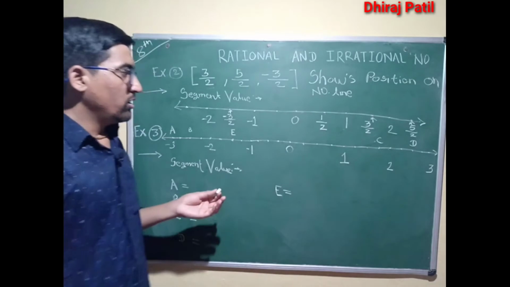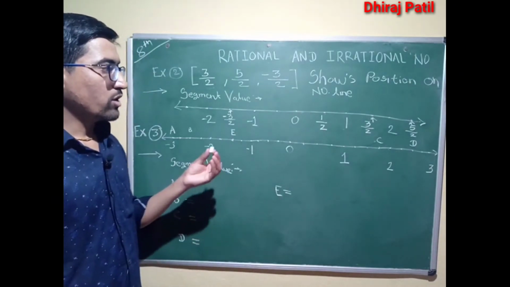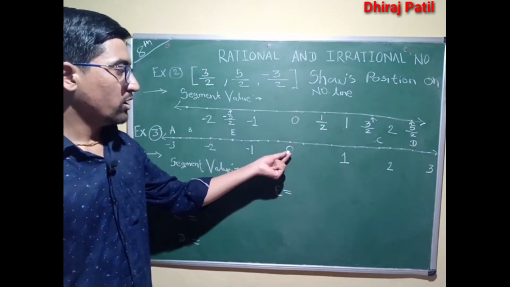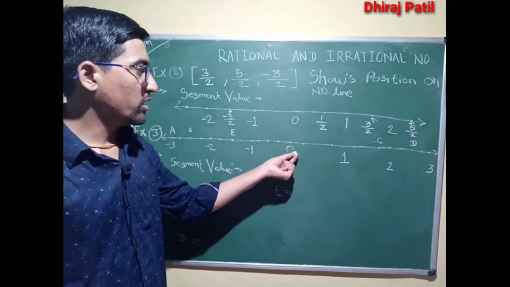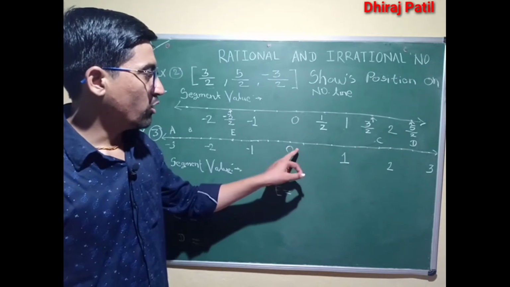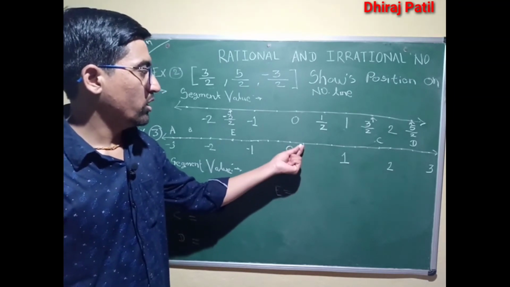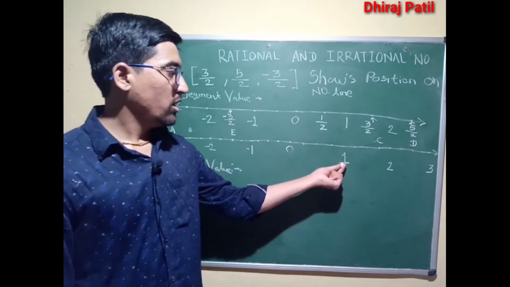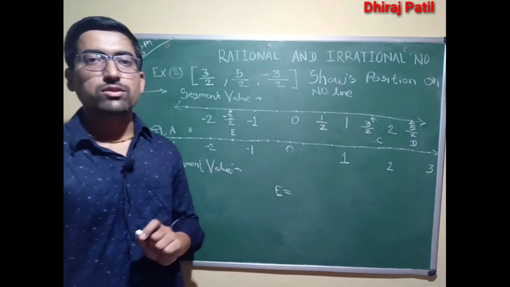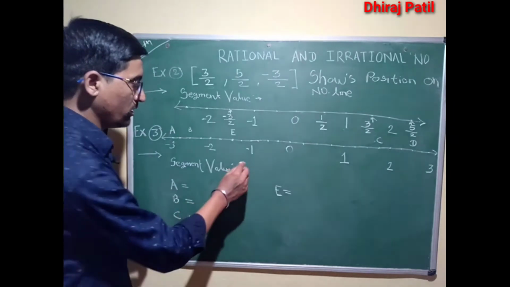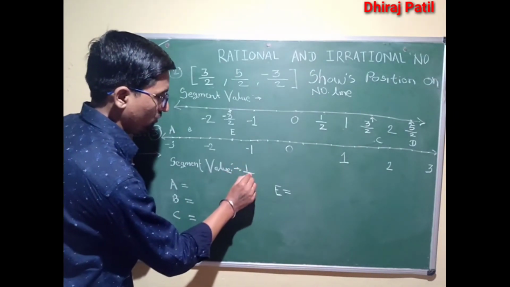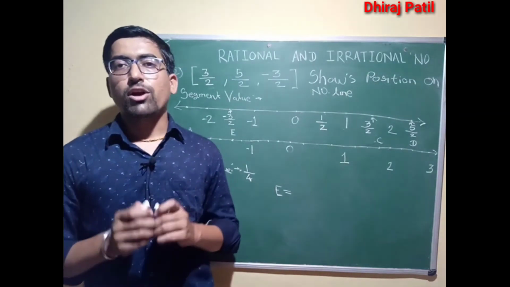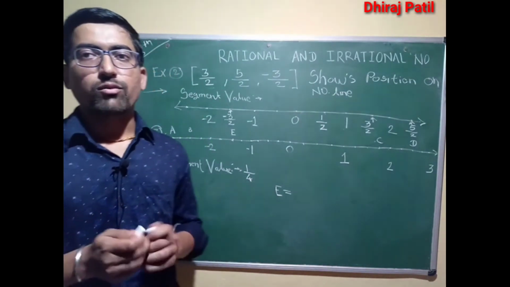First of all, you calculate the segment value. How to calculate it? You have to take these segments. How many segments? 1, 2, 3, 4. Each unit is divided into 4 segments. So our segment value is 1 by 4. Now I have calculated the segment value. Then what do we calculate?